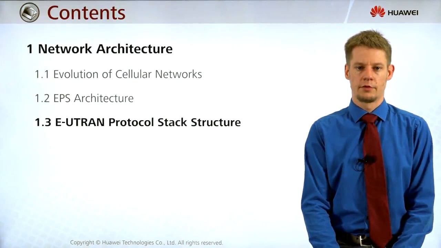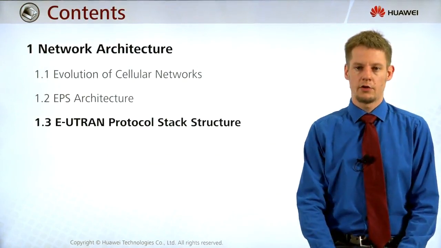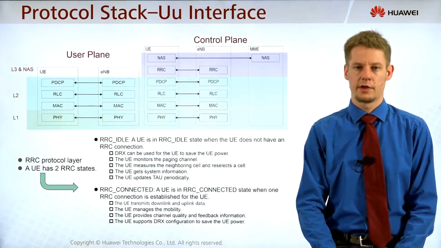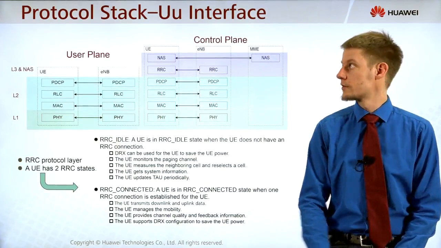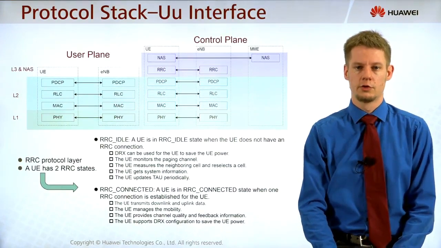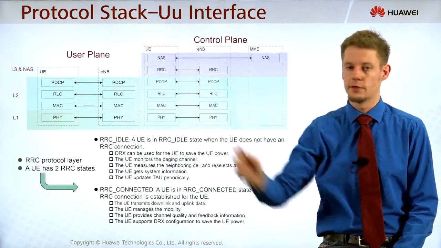Now we come to the third one, which is the protocol stack structure. We already said that we have more or less three interfaces we have to talk about. The first one is the interface between user equipment and base station, the so-called Uu interface. Here we have to divide between control plane and user plane.